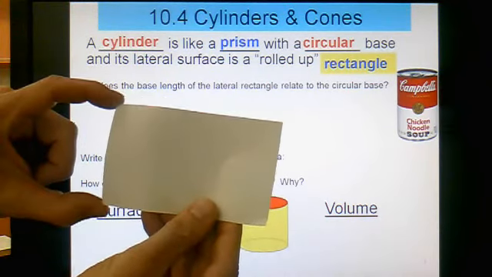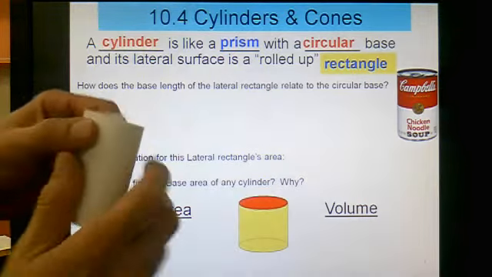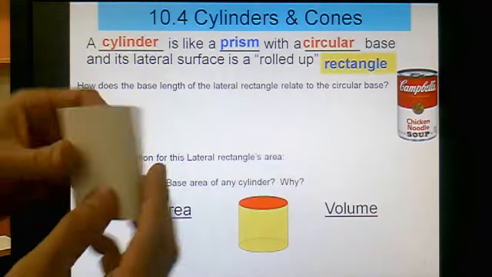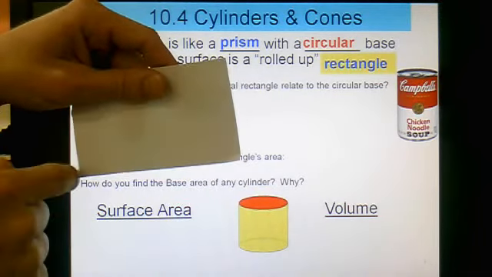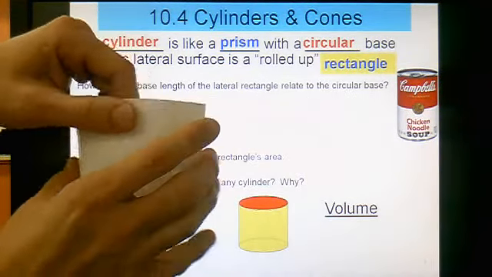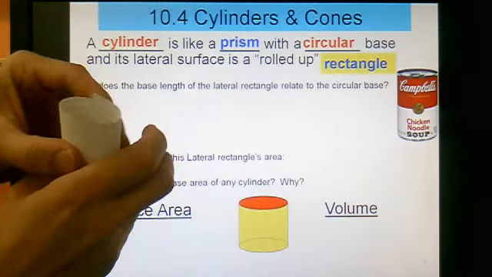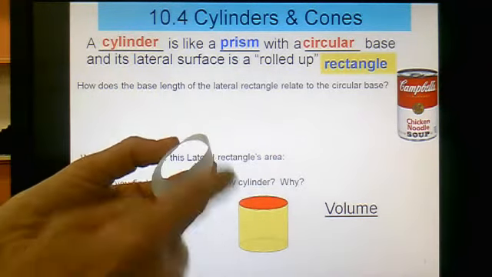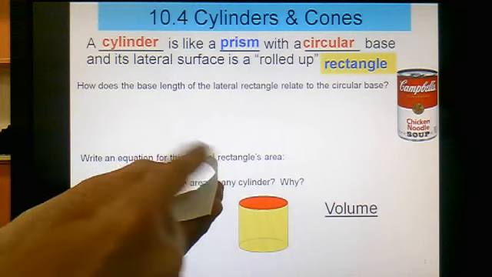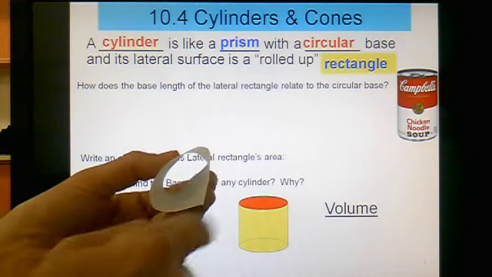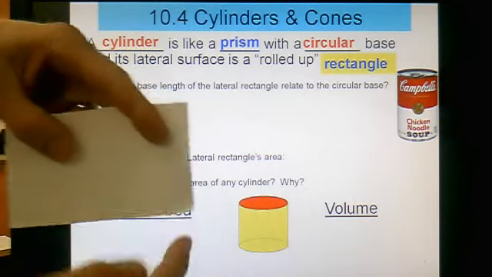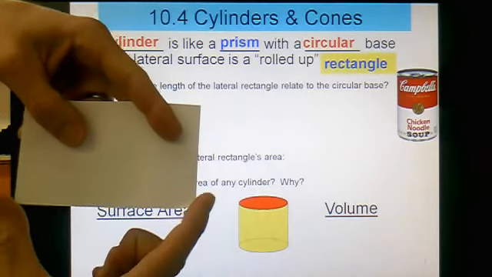The height of the rectangle is also the height of the cylinder. Height of the cylinder, height of the rectangle, same thing. Think about what happens to the base of this rectangle. What is the base of the rectangle when I roll it up? I'll put it this way. This is the base of the rectangle. What do you call this distance? Distance around a circle. Oh yes, it's a circumference. So the circumference is actually right here. That distance is the circumference.